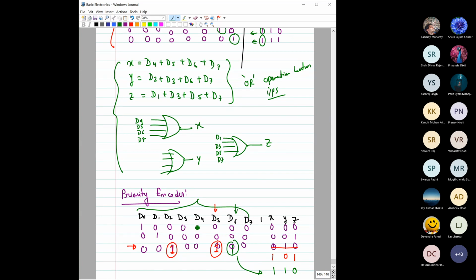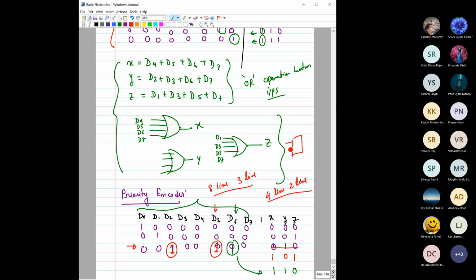Obviously, if you are making this priority encoder, it will not be as straightforward as the simple encoder. But I hope you have understood what a priority encoder does and how the operation is performed. If you really want to do it from this 4-line to 3-line priority encoder, it will become a bit lengthy. So what I request you to do is try to make a 4-line to 2-line encoder.